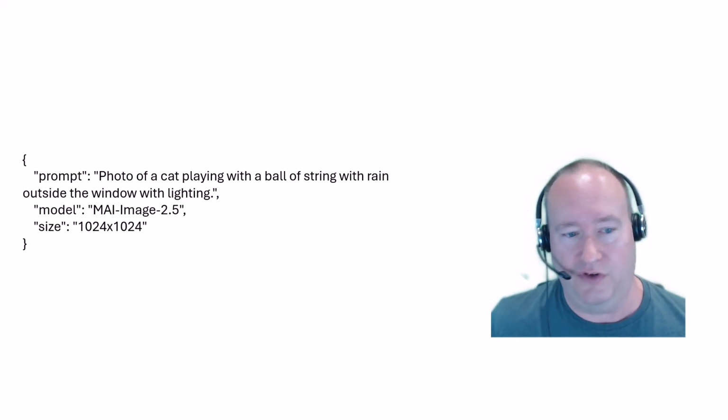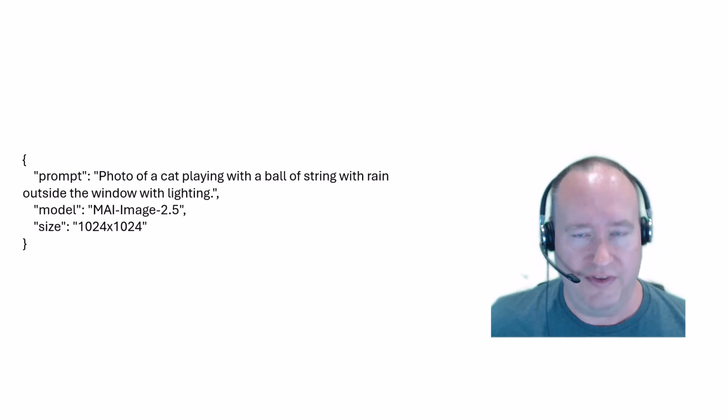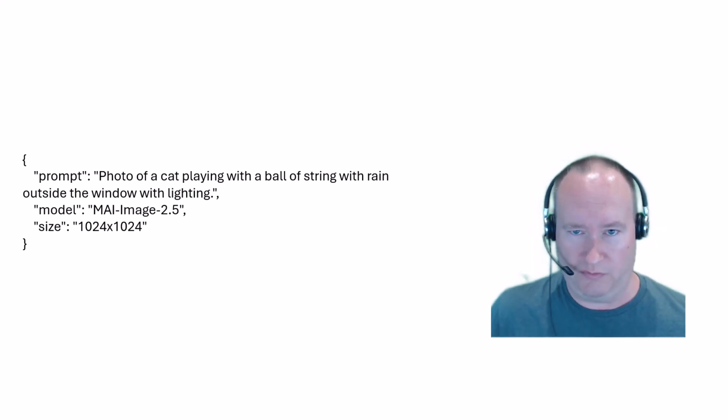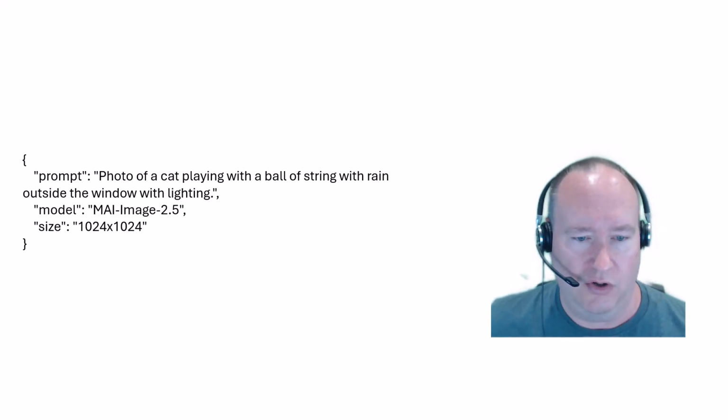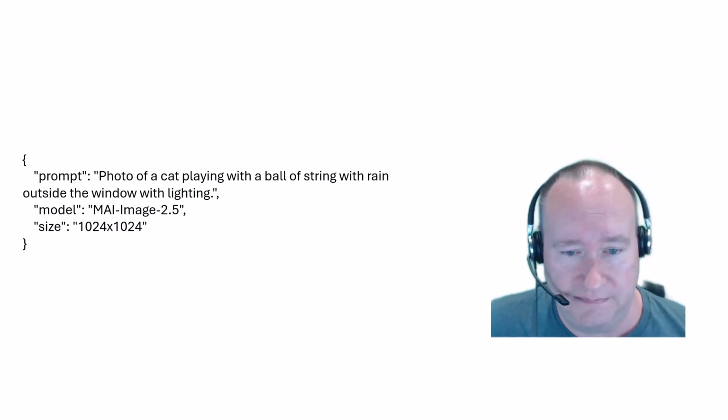But in this case, this is an example of what a prompt would look like. In this case, a photo of a cat playing with the ball. And whatever prompt you pass in here, this model will actually enrich that prompt for you. And we'll see that in the output in just a moment. So it will take your prompt and then make it better for use of its image generation.